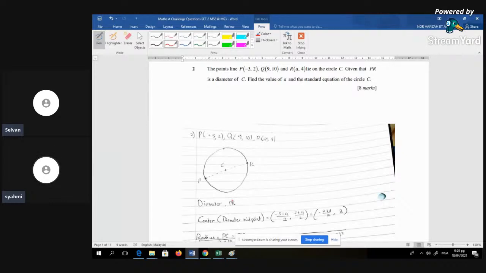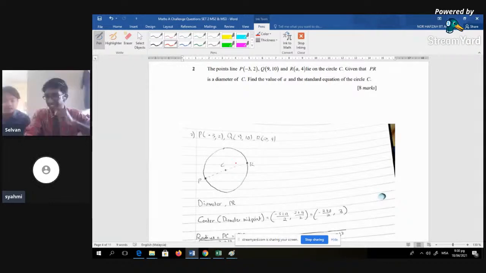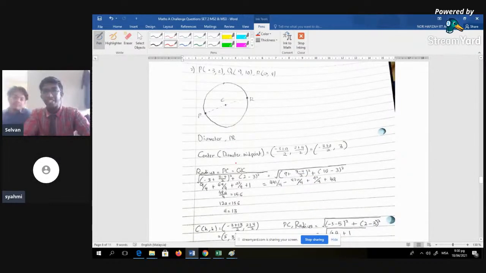So the question given to us is the points P(-3, 1), Q(9, 10) and R(a, 4) lie on the circle C, given that PR is a diameter of C. Find the value of a and the standard equation of the circle. So this is our method. There are three points on the circle, so the center is C.